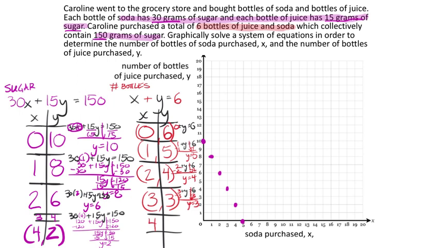So next, we'll see what happens when we get 4 soda bottles. Well, it's x plus y equals 6. Replace the x with 4.